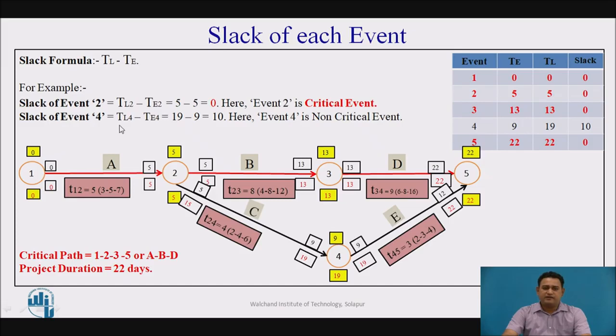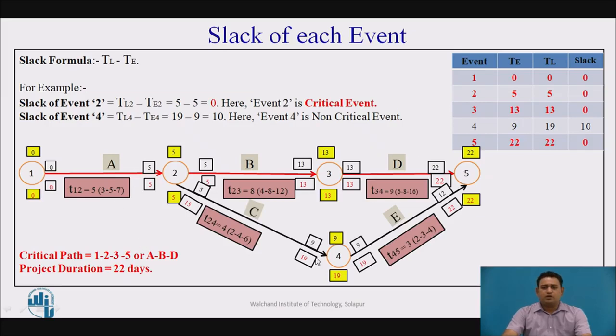But when we see event number 4, the latest allowable occurrence time is 19, but the earliest expected time is 9. 19 minus 9, it is 10, means this event is non-critical, and it can be delayed as per the value which is obtained by the difference. That is, up to 10 days we can delay the event.